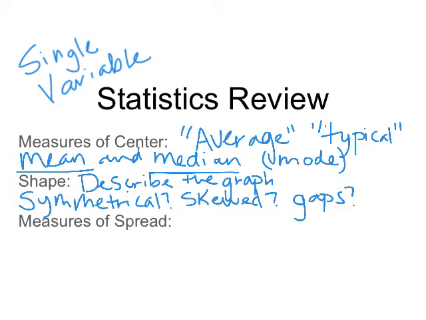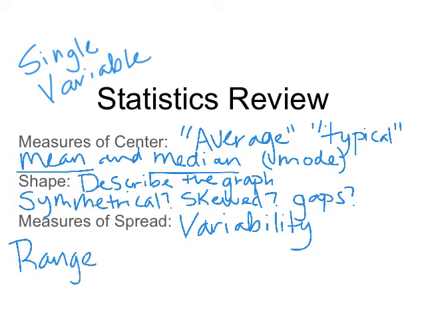And then finally, we're interested in measures of spread. So that is how spread out is the data. How much variability is there? And we have lots of ways we can evaluate that as well. The most basic of which is range, right? If I ask you how spread out is the data, you might just say, well, the smallest number is this, the biggest number is that, subtract, that's the range, that is the measure of spread, most basic one.